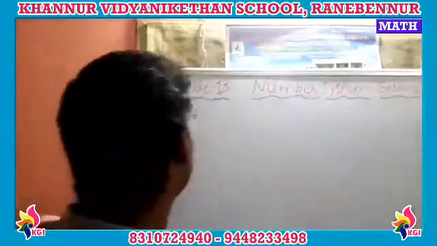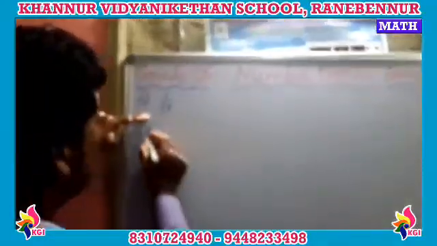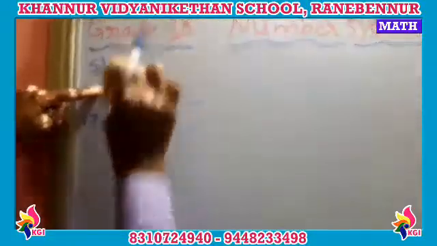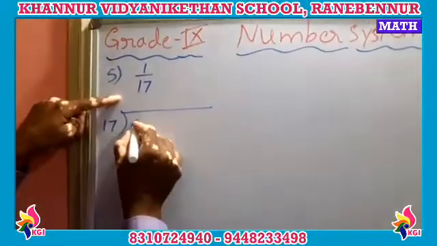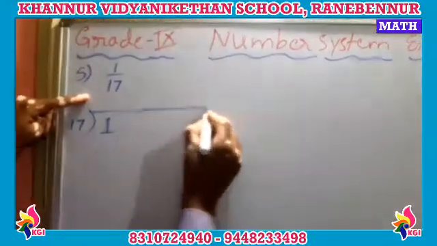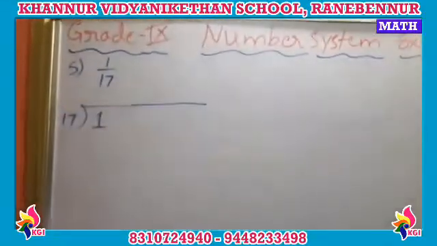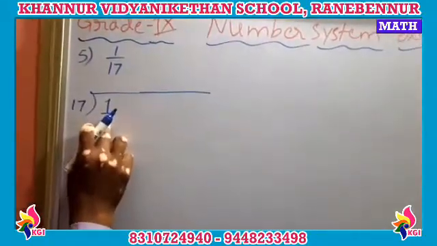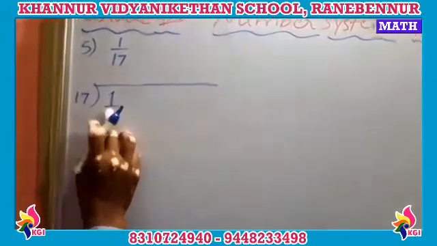So what is there in the denominator? That will be our divisor. What is there in the numerator? That will be our dividend. So then what are we supposed to do? We need to go for the division process. So 17 is here. Will the 1 go into that? It is smaller, right?